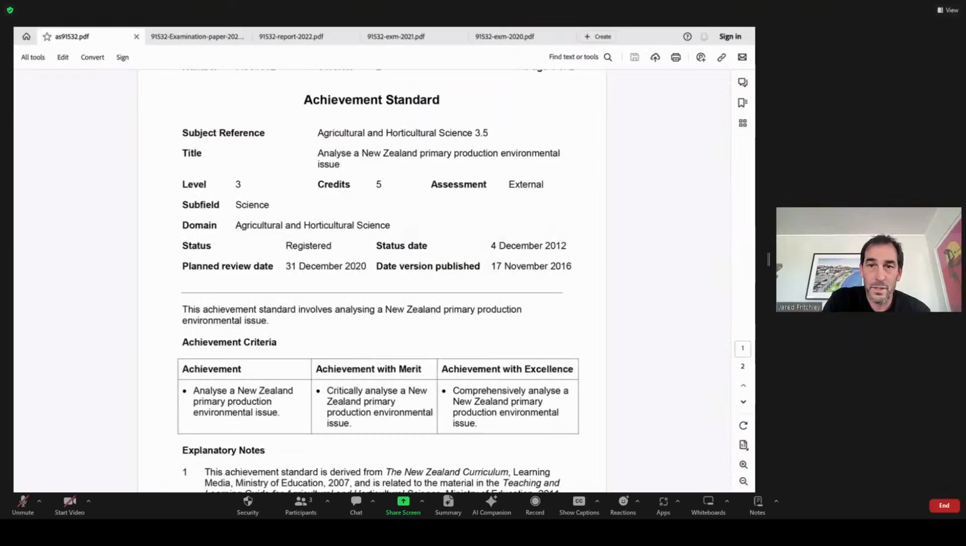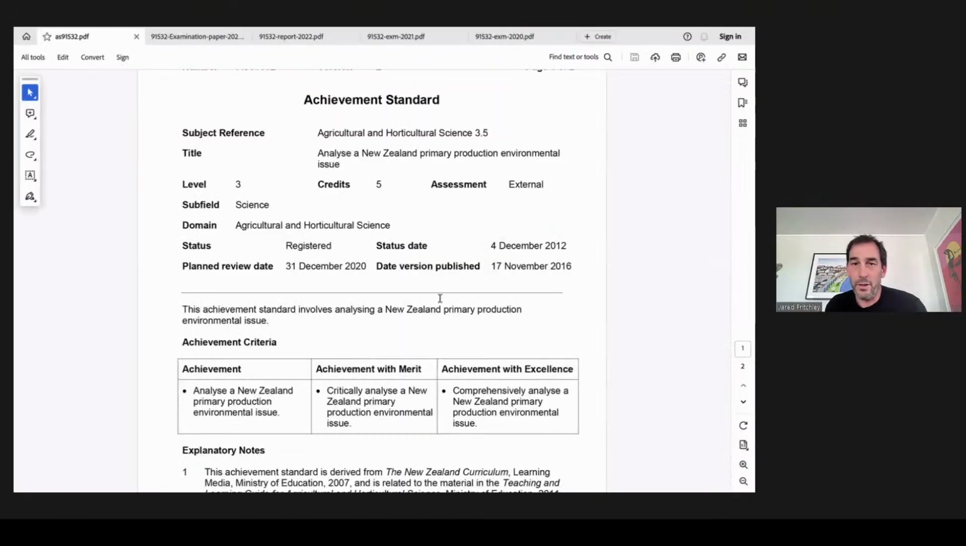So I'll just share my screen and we'll have a bit of a peek first at the standard. Again, I don't really like talking to a screen or a computer, but I'll do my best, and if there are any questions, then perhaps Doug will interject, or at the end we'll have a conversation around it. So here it is, 91532, or the 3.5 Analyse a New Zealand primary production environmental issue.